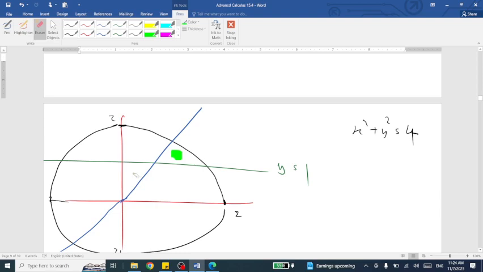Do not forget about that. Do you have any problem with the graph? It's very important. Without the graph, you cannot imagine, you cannot change, you cannot decide.